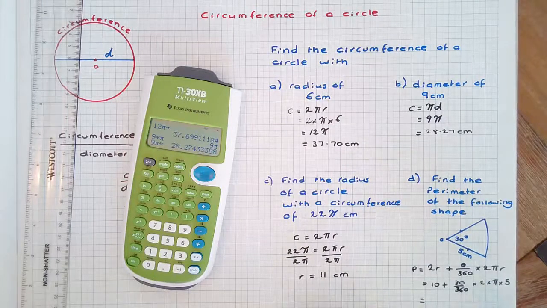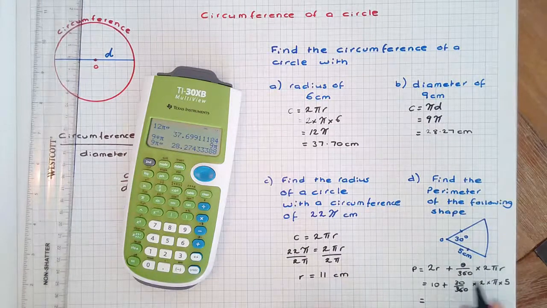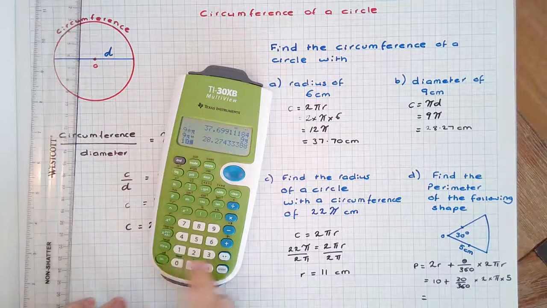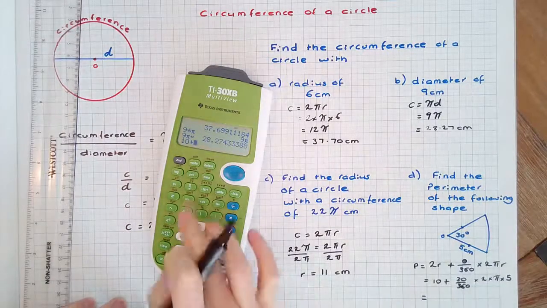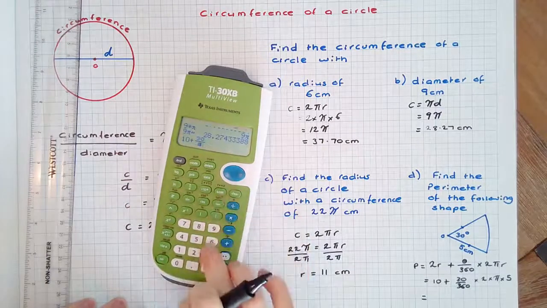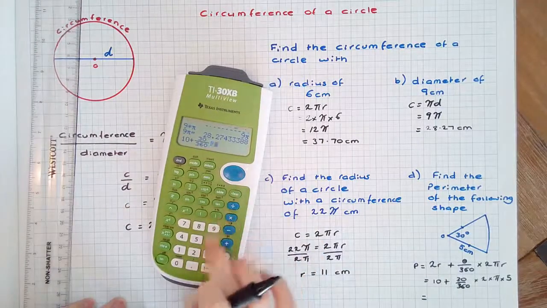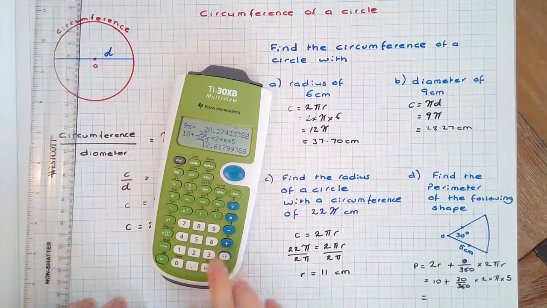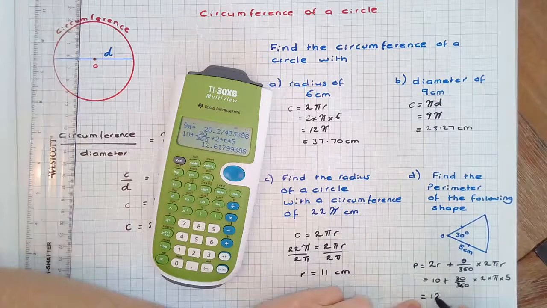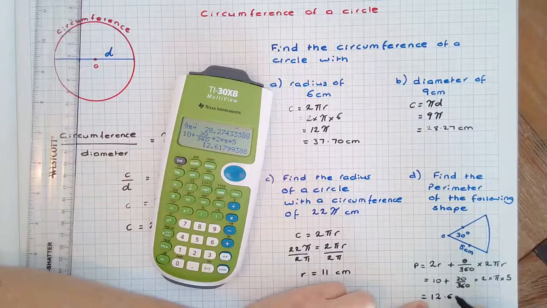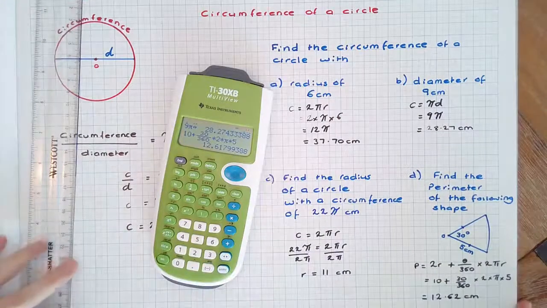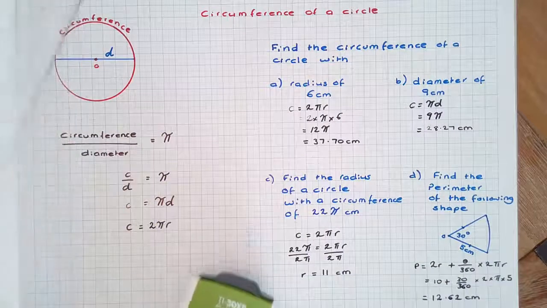Now we could put this all into our calculator in one hit, or we could start to simplify ourselves. For this video, let's just put it all straight into the calculator. We have 10 plus 30 over 360, which we could simplify, times 2 times pi times the radius 5, and we get 12.62 centimetres, which is the total perimeter. And there you have the circumference of a circle.